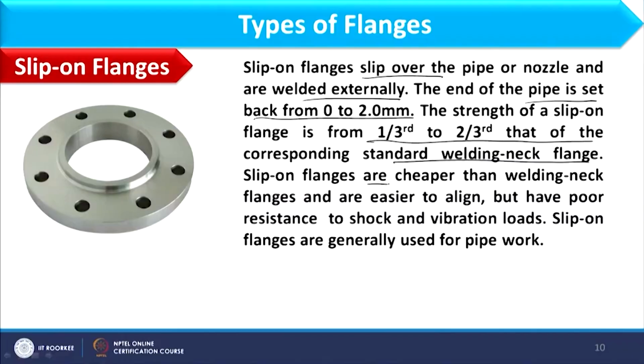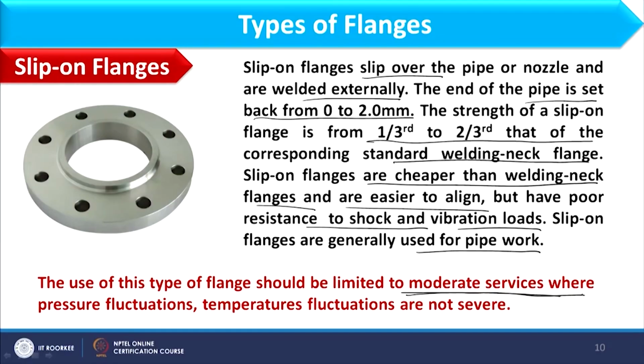Slip on flanges are cheaper than welded neck flanges and are easier to align, but have poor resistance to shock and vibration loads. Slip on flanges are generally used for pipe work. So, these are used where extreme conditions are not faced or are not allowed. Use of this type of flanges should be limited to moderate services where pressure fluctuation and temperature fluctuation are not severe. That we have already discussed.